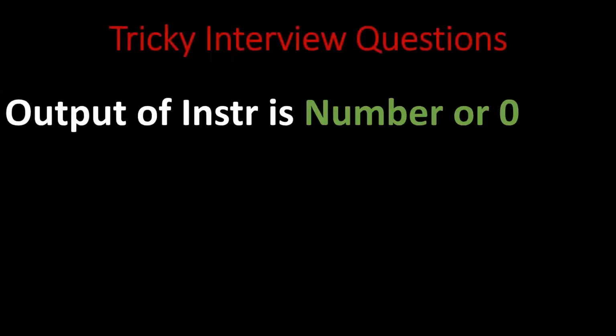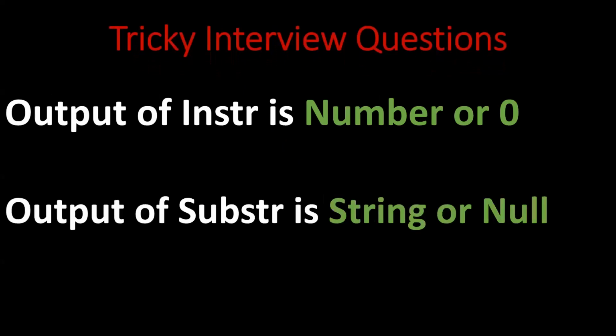So output of INSTR is a number or 0. If it matches, it will return the particular position. If it doesn't match, then 0 will be returned. In a similar way, the output of substr is a string. If it matches, the particular string will be extracted. If it doesn't match, null will be returned.